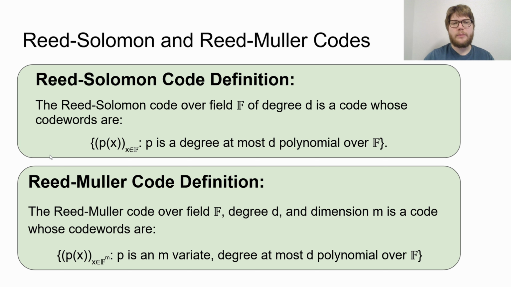Two important examples of error correcting codes are the Reed-Solomon codes and the Reed-Muller codes. Reed-Solomon codes are just univariate low-degree polynomials evaluated at all points. Reed-Muller codes are codes whose codewords are multivariate low-degree polynomials evaluated at every point.